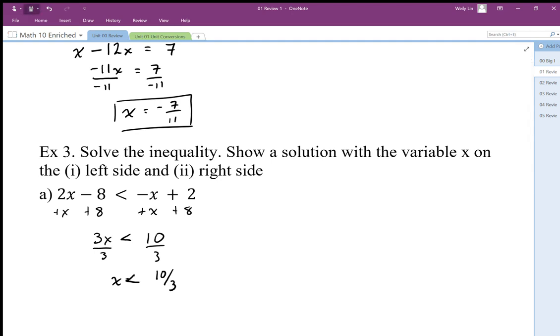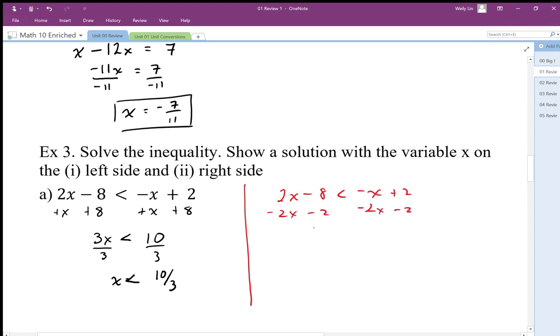Now, notice that if the x's are on the other side, I would end up with negative x's. Okay, so I could have done this, minus 2x, minus 2x, minus 2, minus 2, and I end up with negative 10 less than negative 3x. Now to solve this, I would have to divide by negative 3. I'm going to do this in a different color. So if I divide by negative 3, okay, that makes sense.